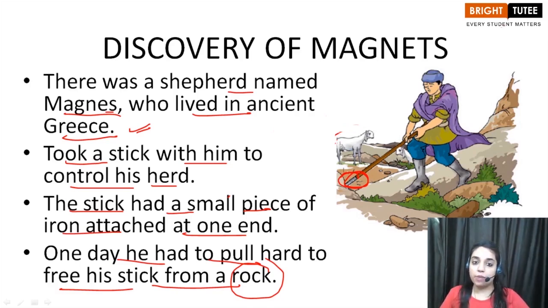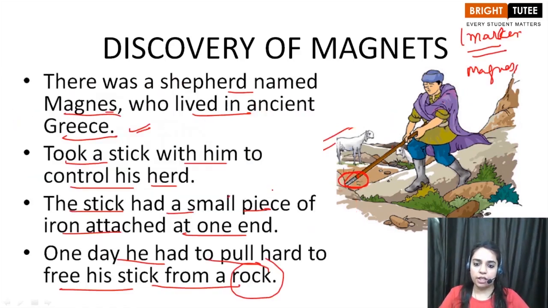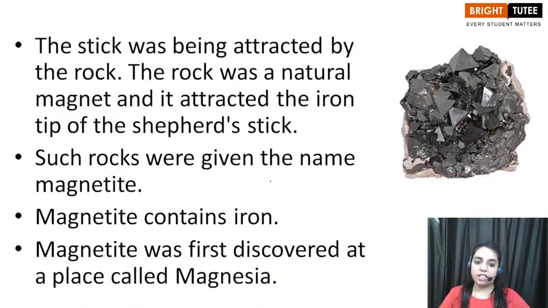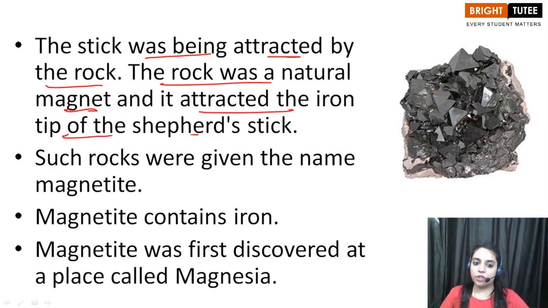For example, in which area was magnet discovered? So it was discovered in Magnesia in Asia Minor. Okay, so these types of questions can be asked as a one marker question. So children, the stick which was being attracted by the rock was a natural magnet. Okay, nowadays children, we have artificial magnets as well, but at that time this black stone was actually a natural magnet, and it attracted the iron tip of the shepherd's stick.